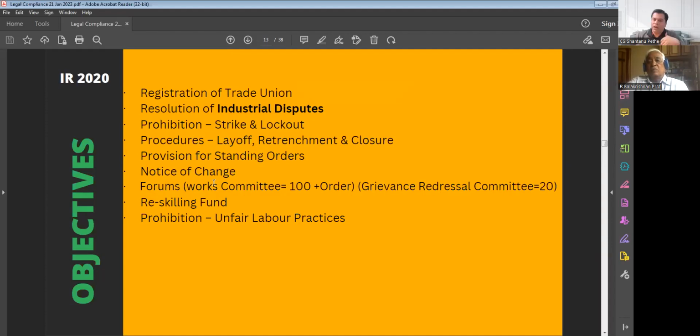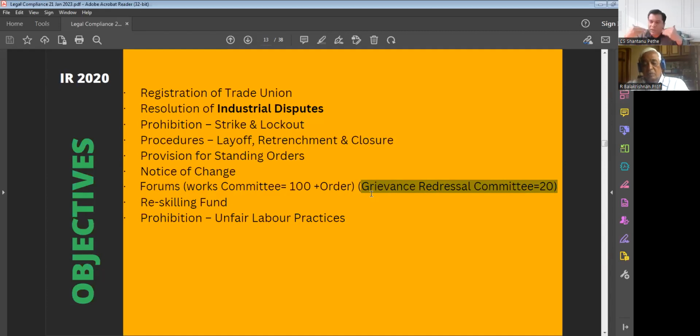Then there will be forums, a works committee. It will be constituted if an establishment has 100 or more workers, and that too will be applicable only if the government passes a special or general order for that establishment to form a works committee. But a grievance redressal committee is mandatory if there are 20 or more workers. So you should take note of this, at least, that there should be a grievance redressal committee.